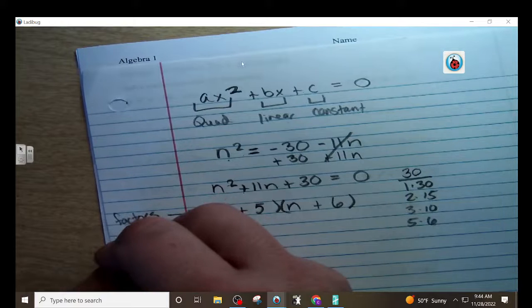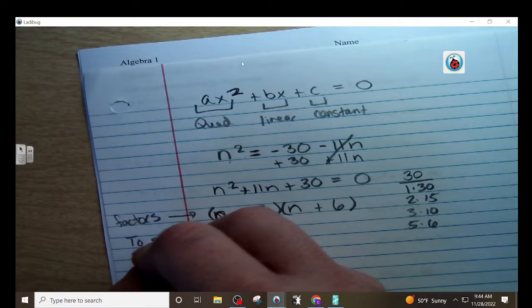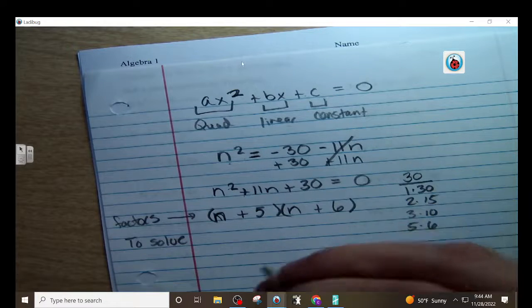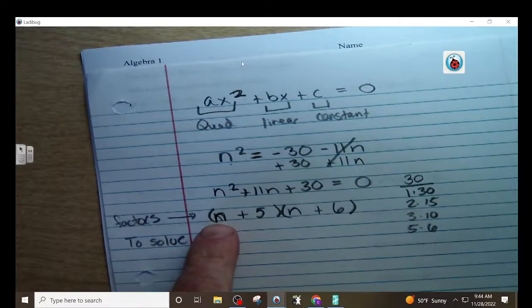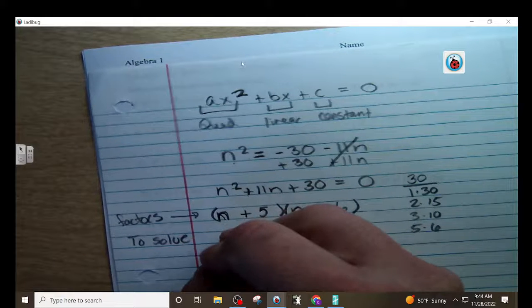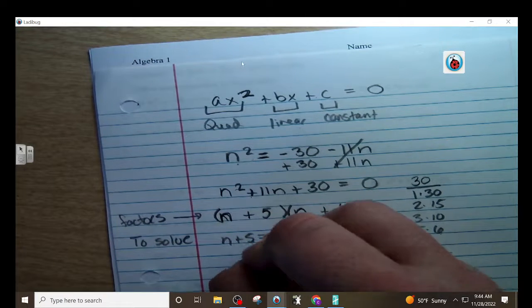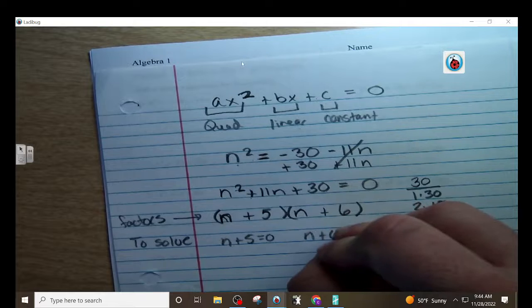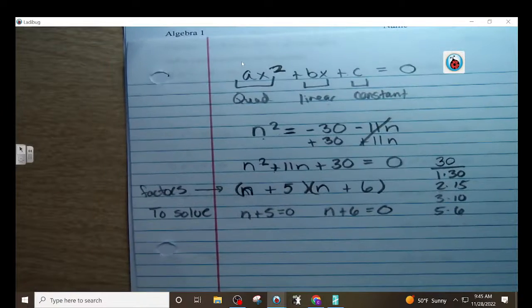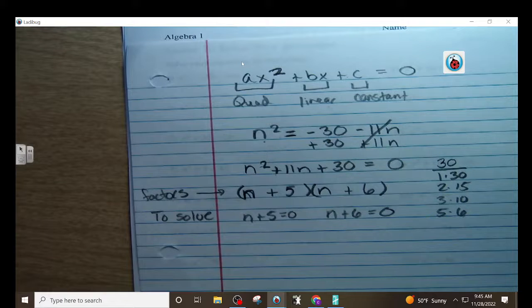Now, to solve, this is what you do. You take each factor and you set it equal to 0.